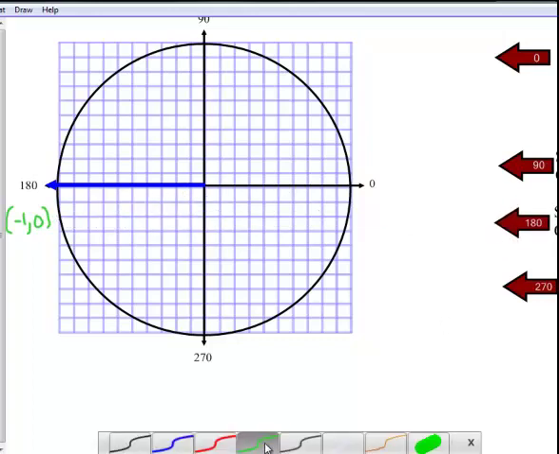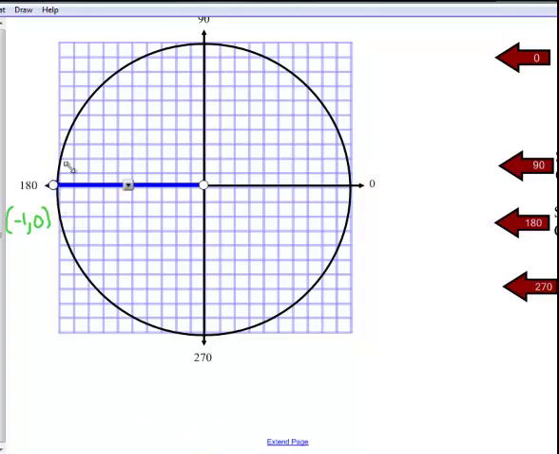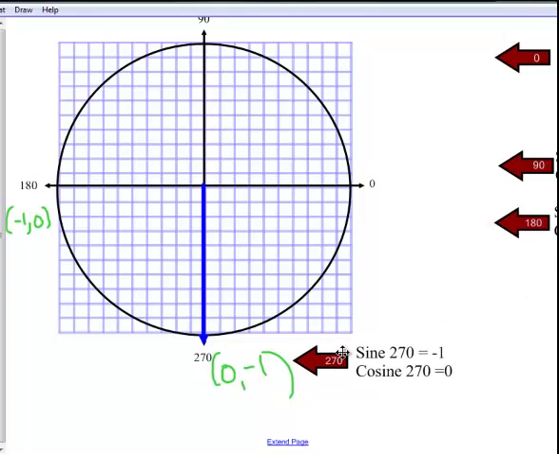And so you've by now figured out what this one's going to be. Let's say I take my angle and I open it up 270 degrees. That's pointing at the point 0, -1. So that's right. The cosine is the x value, so the cosine of 270 is 0. The sine is the y value, so the sine of 270 is -1.